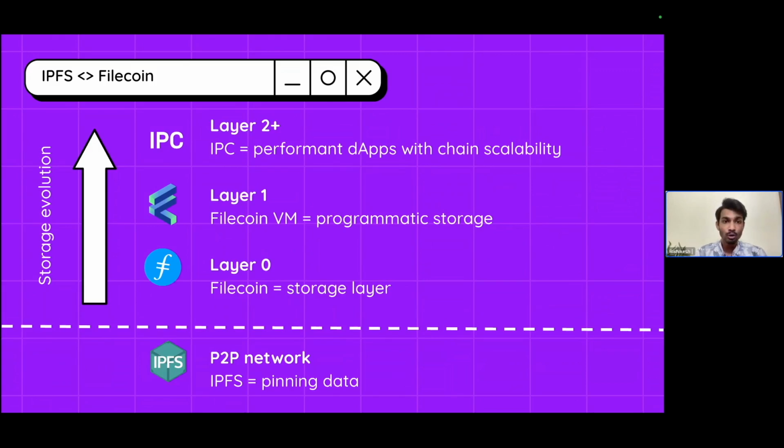And now the latest talk of the town is IPC, which allows you to build performant dApps with chain scalability, faster speed and faster performance.